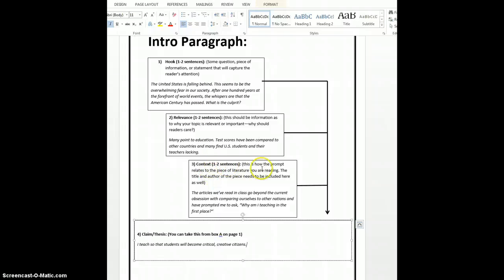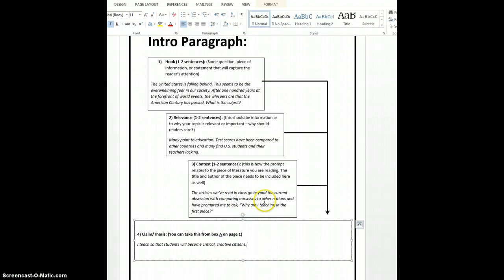Third is context. This shows how the prompt relates to the piece of literature you are reading. The title and author of the piece needs to be included here as well. So, in further essays, like for instance when we read The Crucible, you will write in this section, according to Arthur Miller in The Crucible.